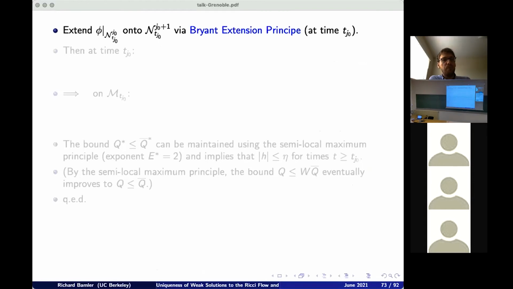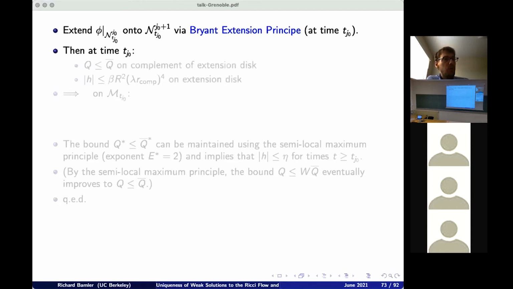All right, so let me now just conclude the proof of the theorem, or at least sketch what some of the ideas are. Okay? So as I said, we can extend the map, I should say restrict it to some smaller neighborhood, onto the entire manifold. So this is just the entire manifold via this Bryant extension principle at time tj naught.